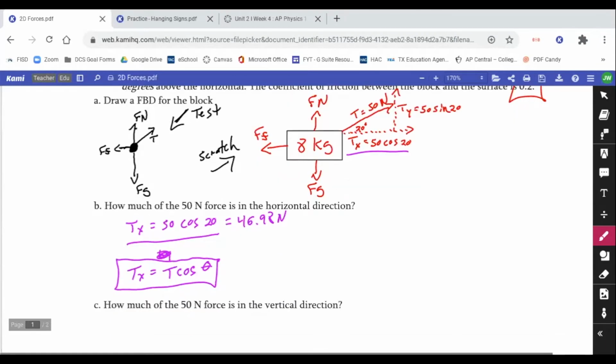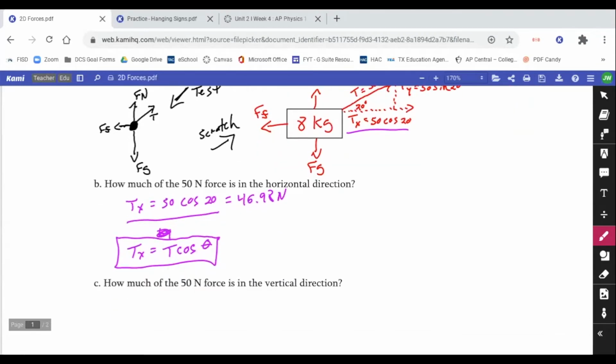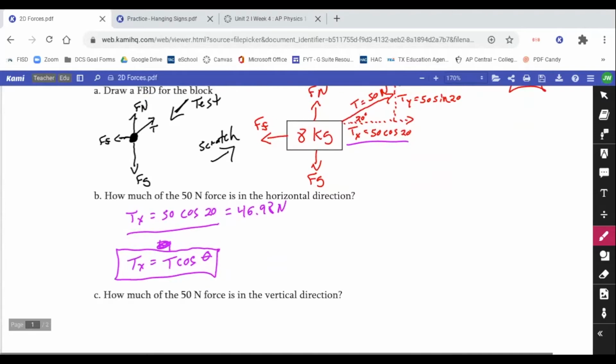And let's look at C. We've done B. How much of the force is in the horizontal direction? What about in the vertical? What's the name of the vertical direction of this? Ty. And then how do I calculate Ty? 50 sine 20.